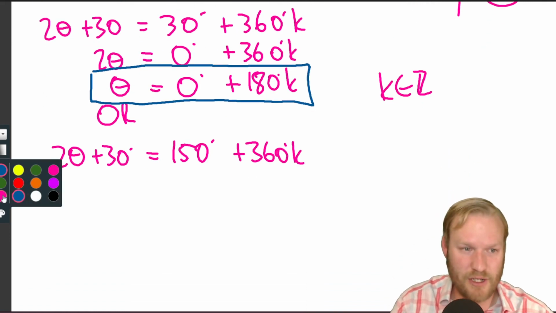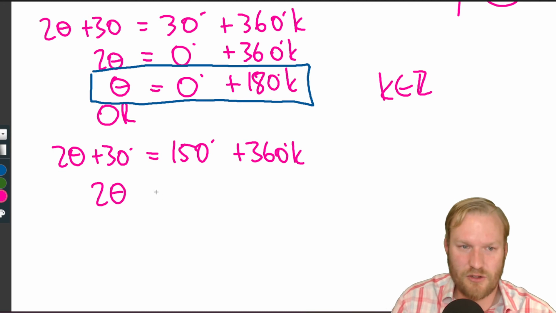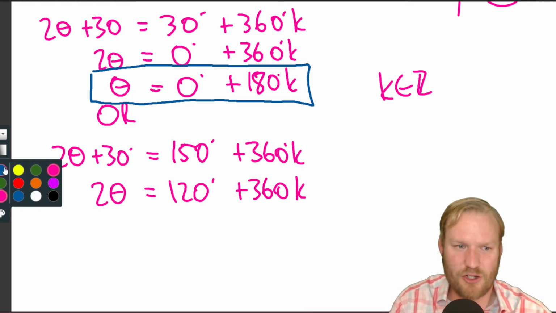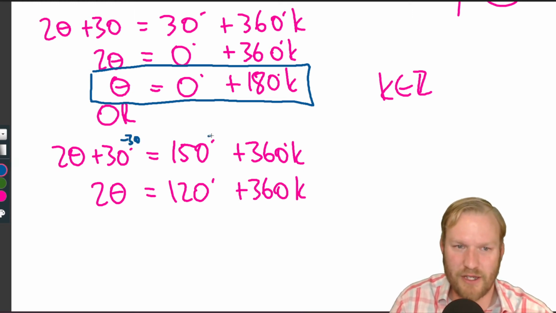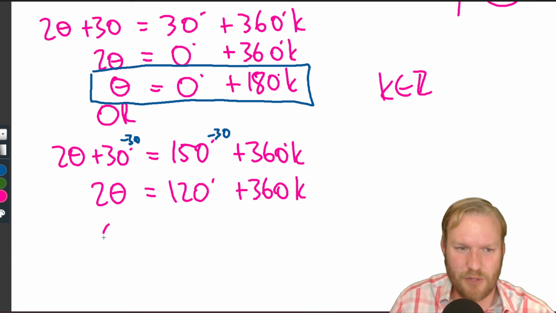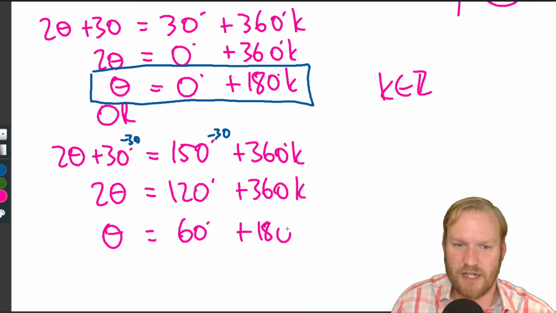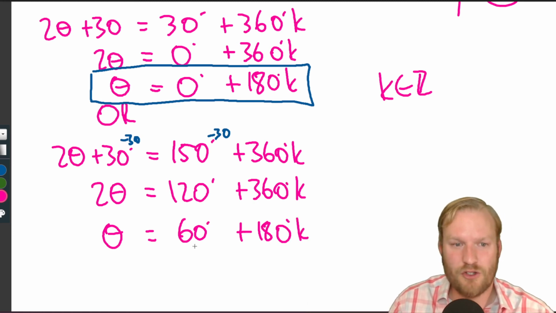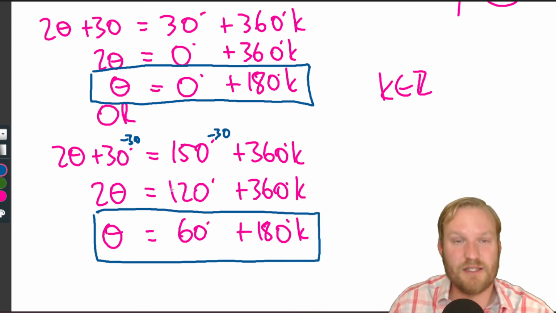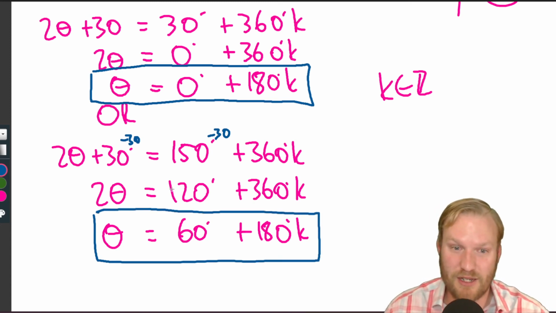Now for our second equation, subtract 30 from both sides. 2 theta equals 120 plus 360k. Remember, I'm just adding like terms here. So if I've subtracted 30 from there, and I've subtracted 30 from there, it doesn't become 330k, because they're not like terms. Okay, divide both sides through by 2. What you do to one side, you do to both sides, and you do to all terms. So our second part of our general solution is theta equals 60 plus 180k.